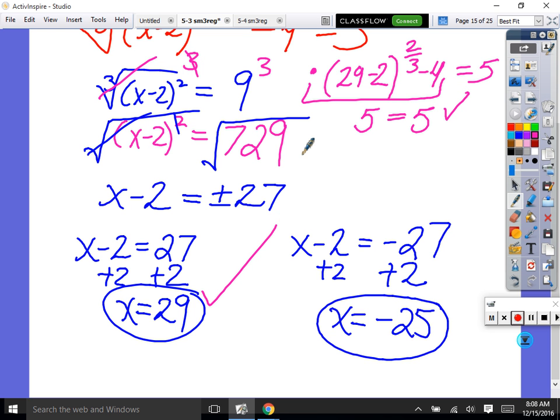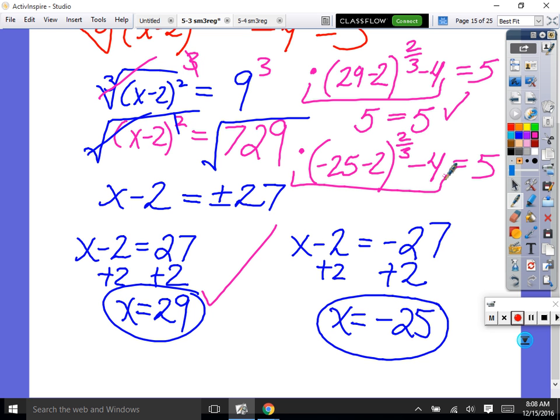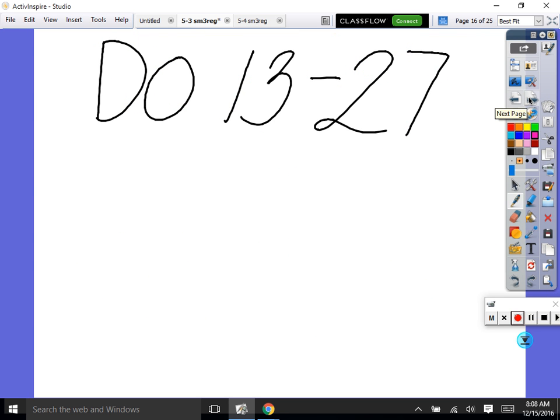Let's check negative 25. So we'll put in for x, (negative 25 minus 2) raised to the 2/3 minus 4 equals 5. Check it. 5 equals 5. Sweet. So neither of them are extraneous. Let's pretend like one of them didn't work. We would just throw that solution out, put a cross through it, and keep the other. If they both didn't work, we would say no solution. Does everybody see how that works? Like I said, we will have extraneous solutions. We just haven't got to any that are super difficult yet. So practice some in that section, and then we'll get to the more advanced ones.